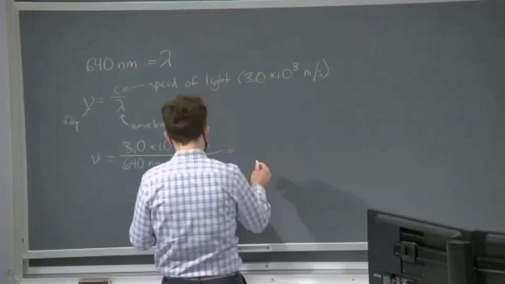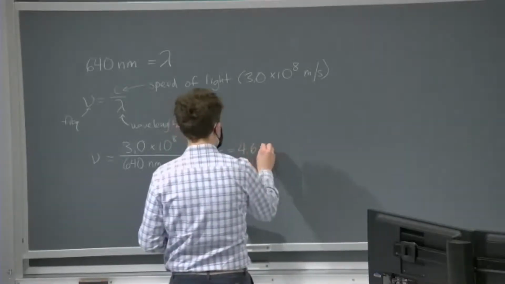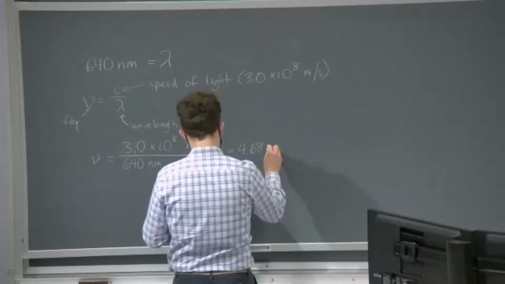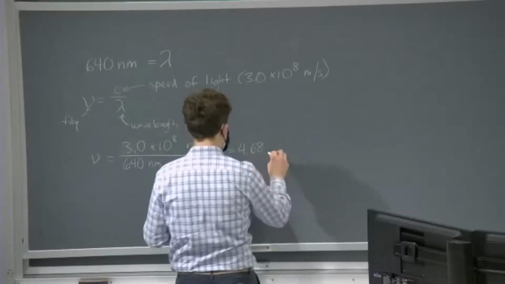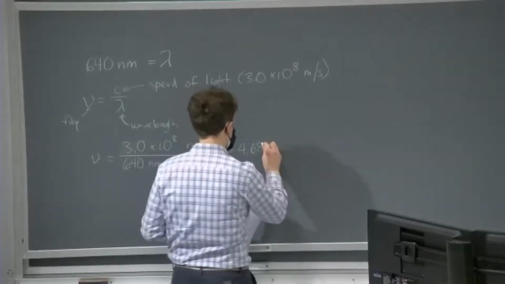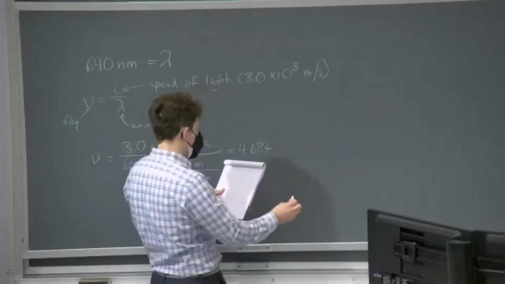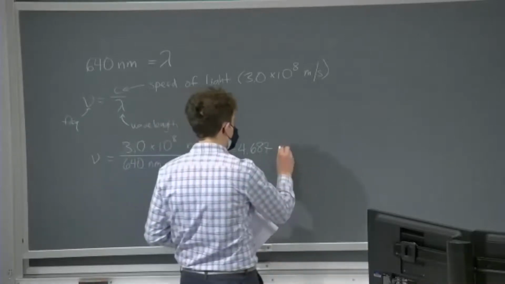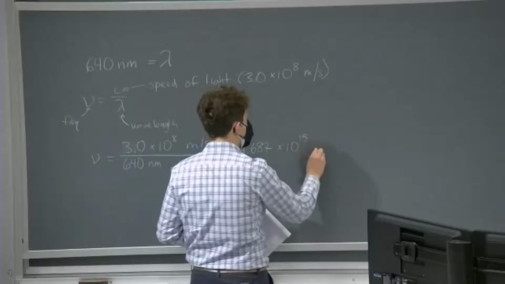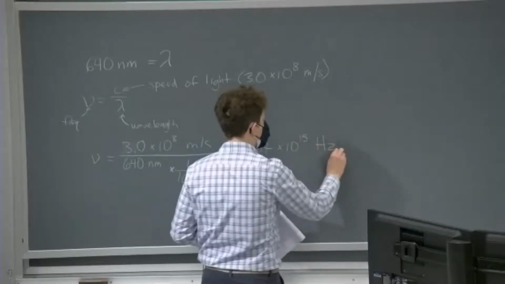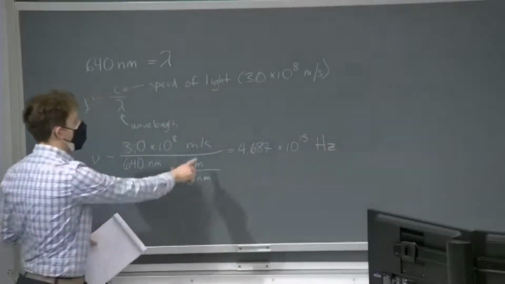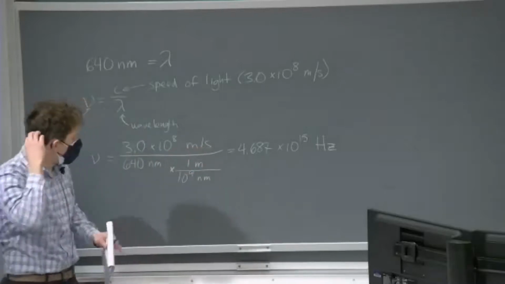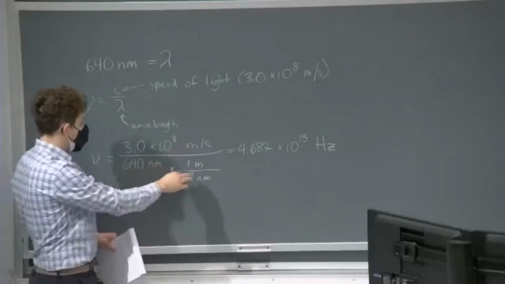Your frequency here is 4.68, and I'm going to do significant figures in a moment, so I'll just take a bunch of extra digits: 4.6875 times 10 to the 15th hertz. Hertz is the same as this per second up here, because the meters will cancel and our nanometers will also cancel.